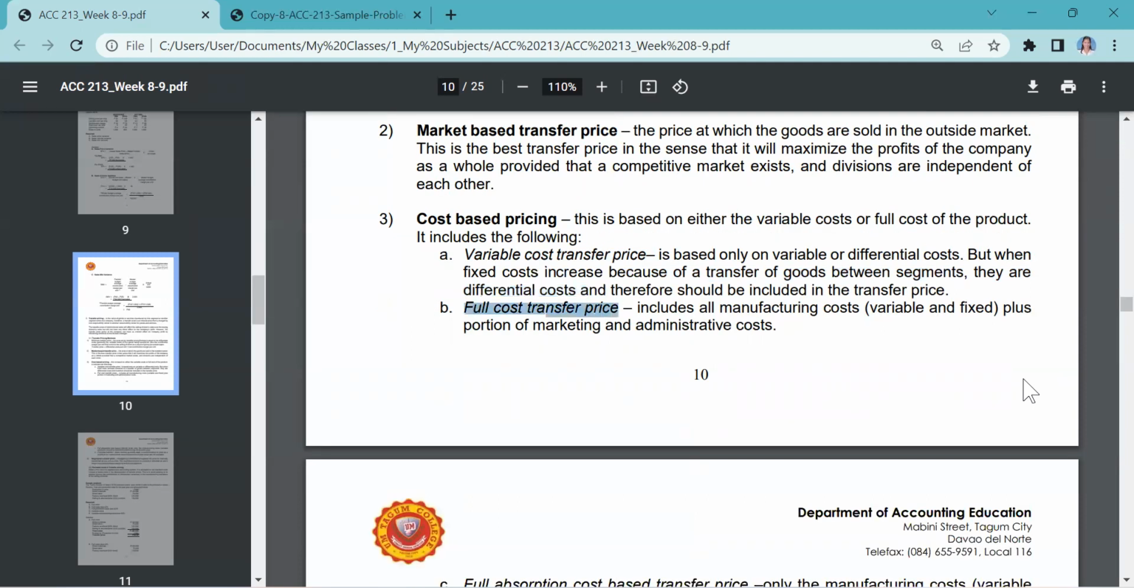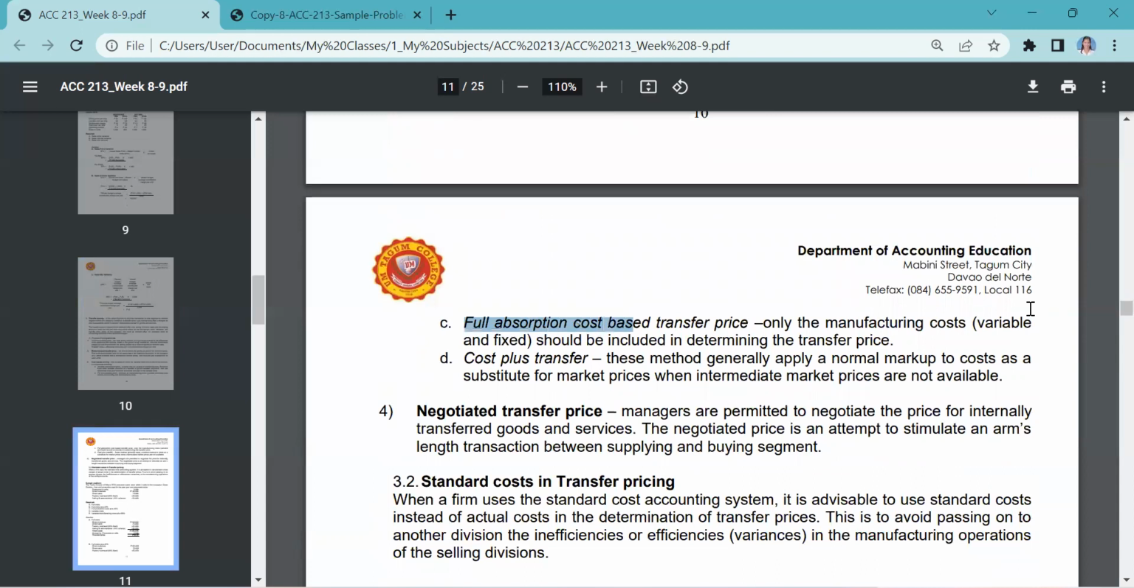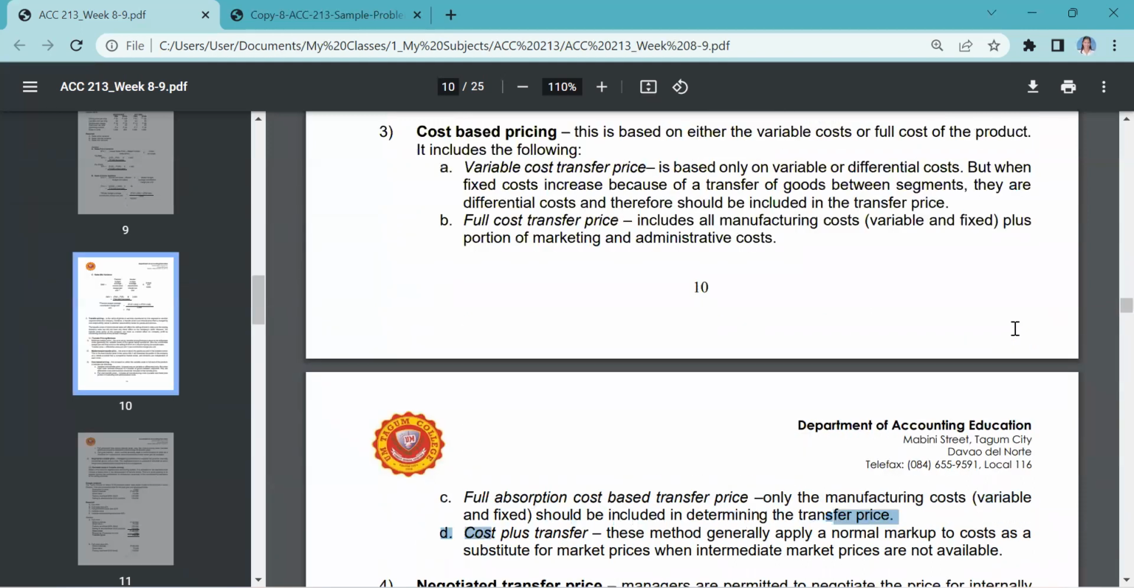Another method of setting up the transfer price under the cost-based pricing is the full cost transfer price. When we say full cost, it is like absorption. It will consider not only the variable but also the fixed manufacturing cost, plus a portion of the marketing and administrative cost. Another is the full absorption cost-based transfer price. Here, only the manufacturing cost, the variable and the fixed, should be included in determining the transfer price. So here in letter B, you have a portion that is included.